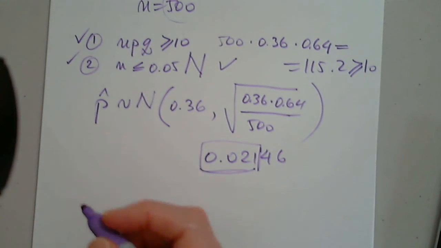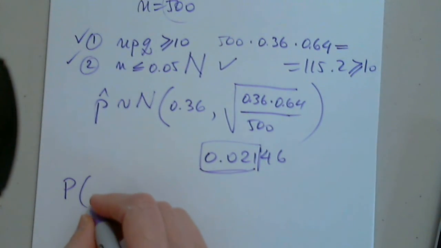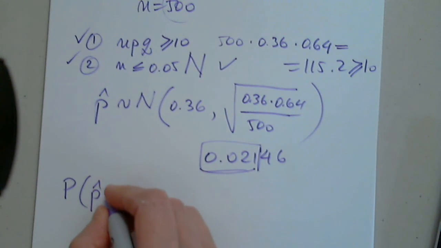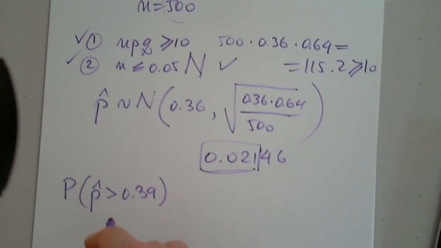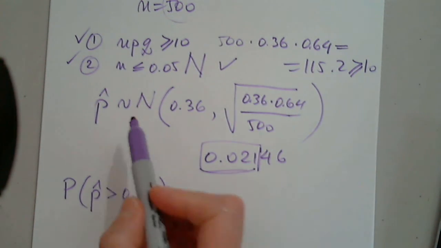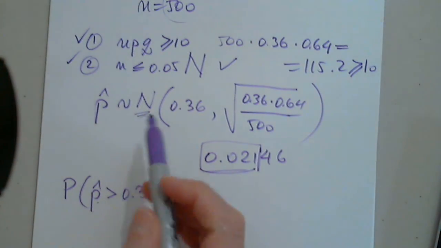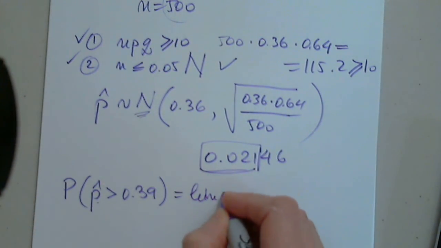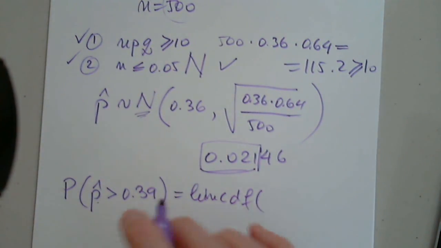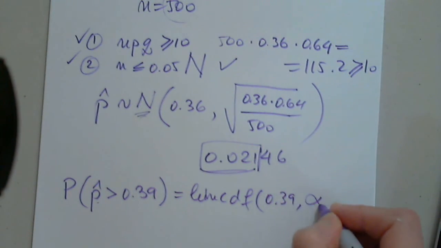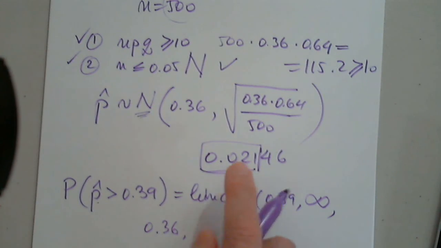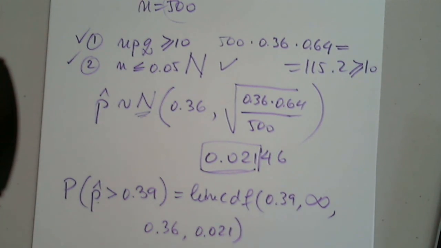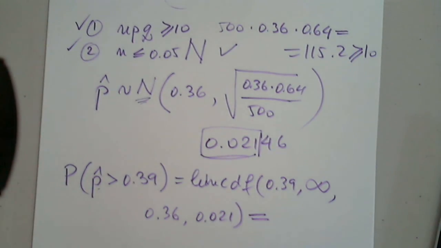What is the probability that in a random sample of 500 adults, more than 39% do not own a credit card? So we want the probability that p hat is greater than 0.39. Let me stop sharing. Since we know p hat is normal, I have to use normal CDF from the leftmost point till the rightmost point, which is infinity, comma, 0.36, comma, 0.021. And that will give us the answer.